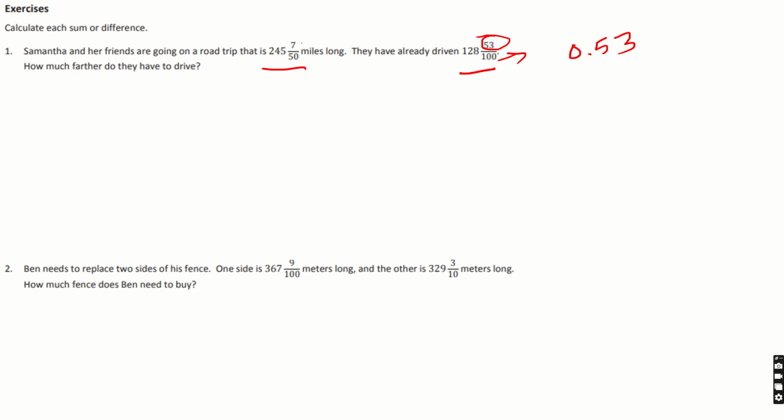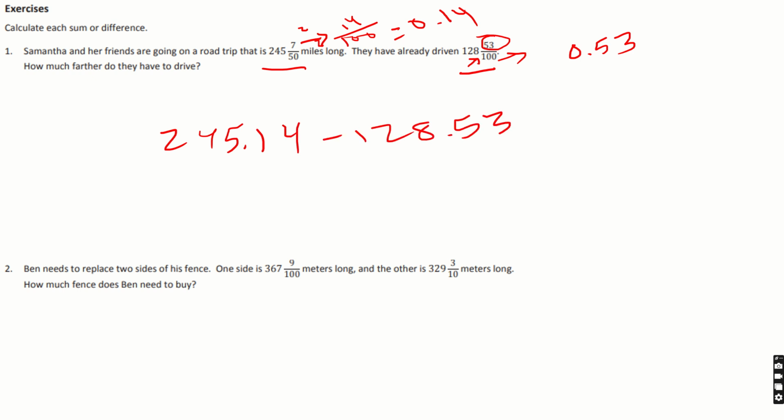7 out of 50, well, if you notice, we can multiply both the top and the bottom by 2, right? 2 over 2. 50 times 2 would be 100, and 7 times 2 would be 14. And then we have that same principle where we have it out of 100. So now it would be 0.14. And then we would have 245.14 minus 128.53.